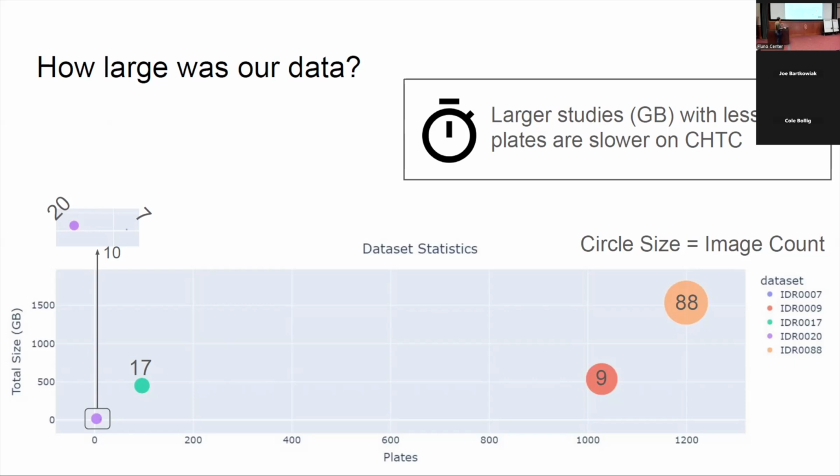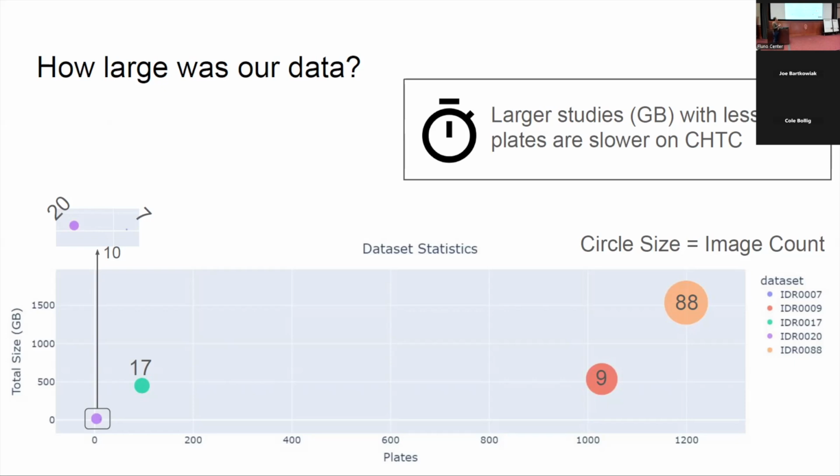That's the x-axis, and the y-axis here is the total number of gigabytes. When we look at studies like IDR 88, we're working at 1.5 terabytes that goes through that pipeline. With 9, that's another half terabyte. With 17, that's another half terabyte. And with these, the total number of gigabytes is like 30. But in total, we had around 3 terabytes of data turned through this pipeline, which was quite nice. And it took about a week.